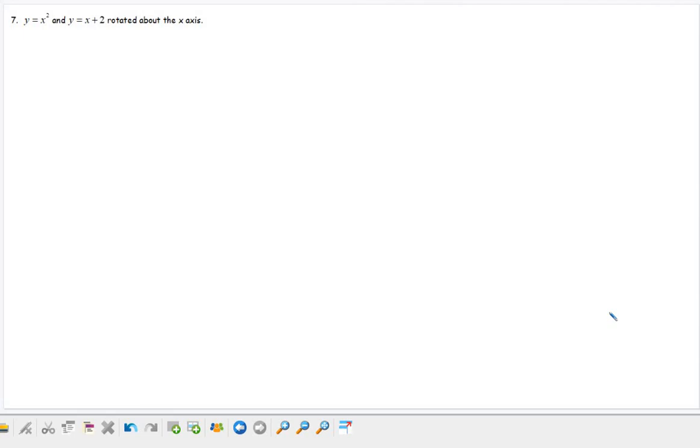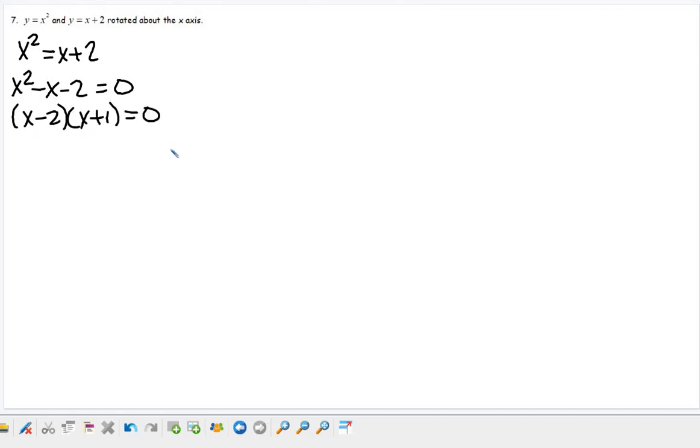Last one. Okay, so again, I need to know where these intersect. So I'm going to do x squared is equal to x plus 2. I personally like to keep my squared term positive, so x squared minus x minus 2. So x minus 2, x plus 1. So I have x is equal to 2 and x is equal to negative 1.